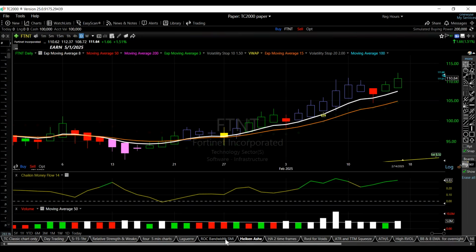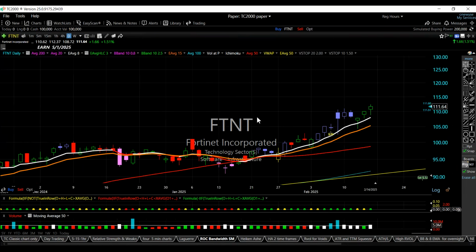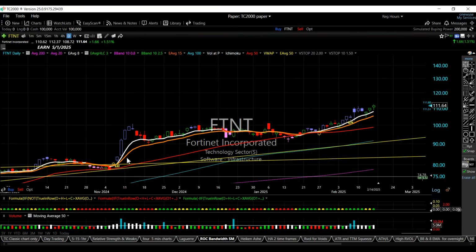Now let's take a look at a regular chart for FTNT. Here's FTNT with a regular chart. All right, is this bullish? Yes, it is. You've got a nice bull flag here. See the big volume moves up. See, it comes down to the 8. This is the 8, the 15. When the stocks get extended from the 8 exponential moving average, they're likely to come back down to it or move sideways until the 8 comes up to them.